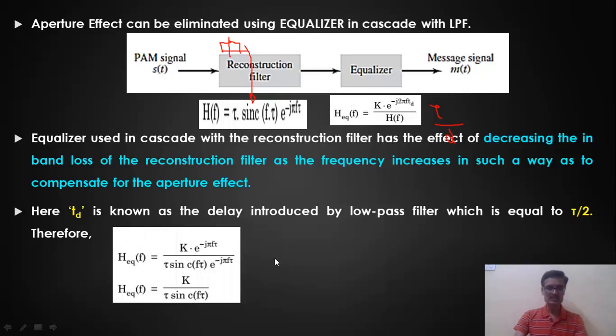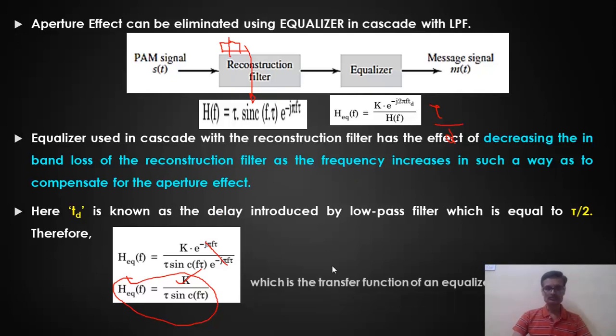Now, substituting all this in my equation, I substitute H of f in the denominator and TD equal to tau by 2 in the numerator. After substituting and cancelling the required terms, this and this term will be cancelled. We are left with K in the numerator and tau sinc f tau in the denominator. So this should be the response of the equalizer to avoid the aperture effect.